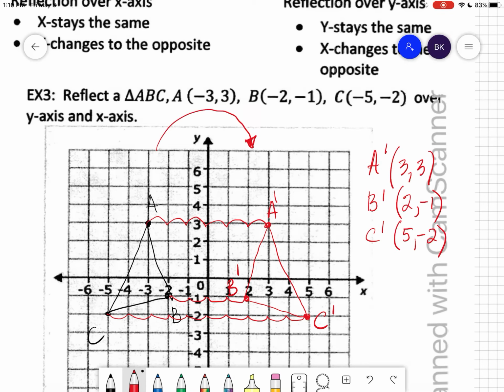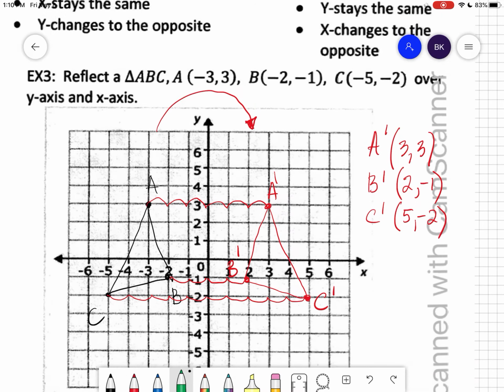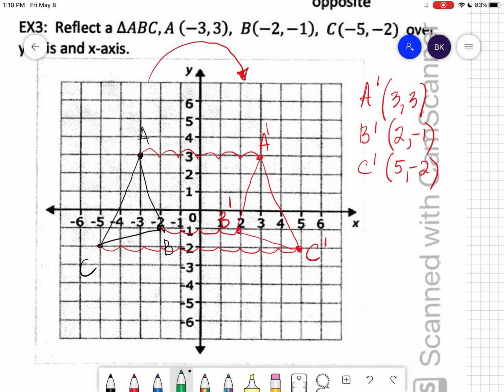Now, that's using the rules, and after you use the rules and take a look at your vertices, you will see that it's 3, 3, 2, negative 1, and then 5, negative 2. See how easy that is? Super easy rules. Now, let's reflect it, and let's use green color. I'm going to raise this up a little bit.